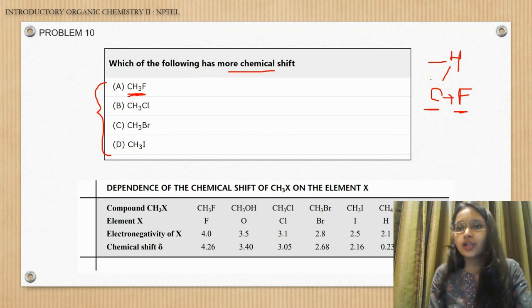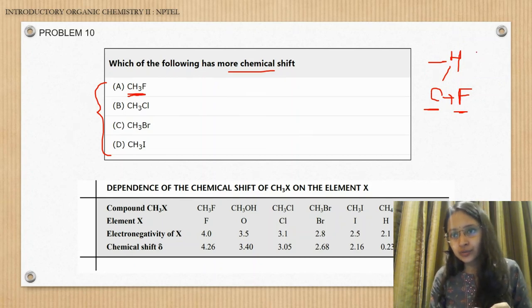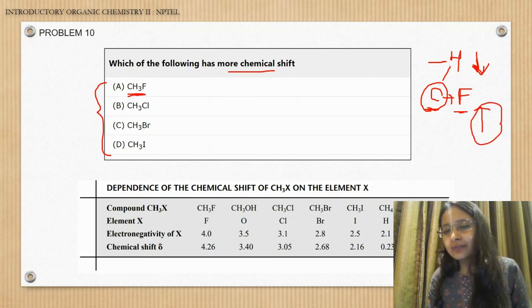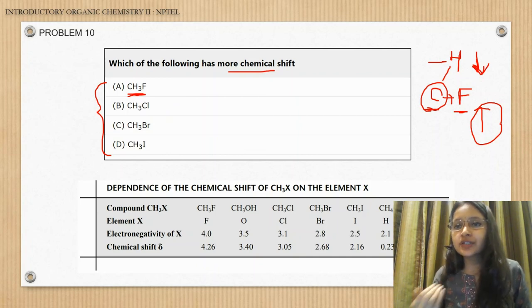So now there is no electron density to oppose the applied magnetic field. If this hydrogen doesn't have electron density on this carbon to oppose the applied magnetic field by making the secondary magnetic field, then this applied magnetic field is the only field which is experienced by this proton. So it is very high, and we have talked that it will resonate at a higher frequency, right?